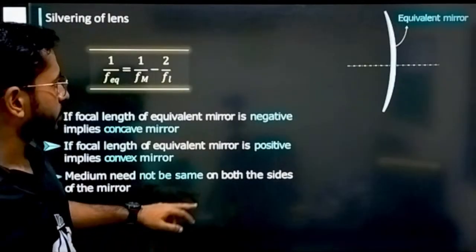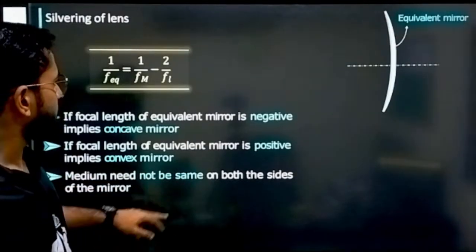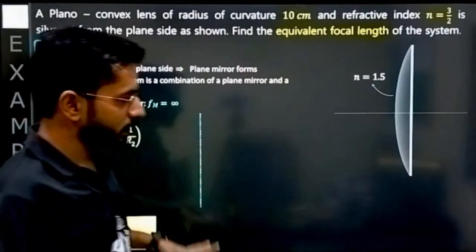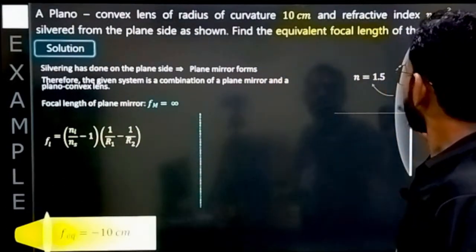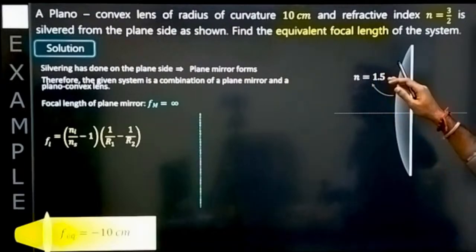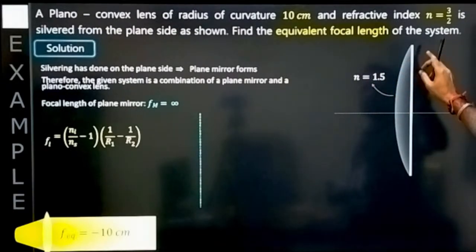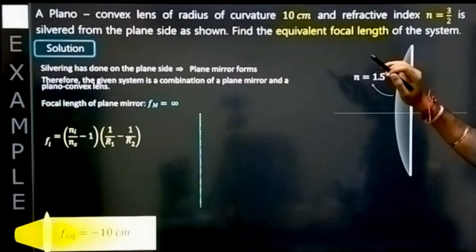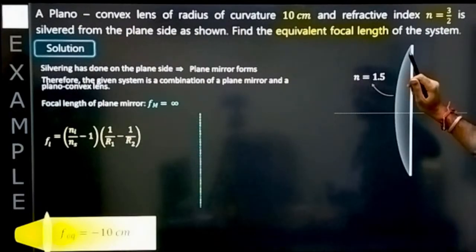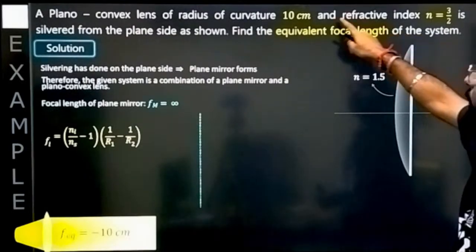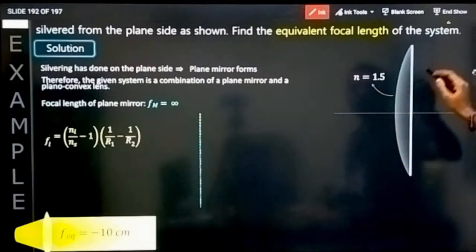So let's apply this in a question and try to find the answer. See what the question is here. There is a plano-convex lens of radius of curvature 10 centimeter, and refractive index 3/2. It is silvered from the plane side, as shown. Find the equivalent focal length.